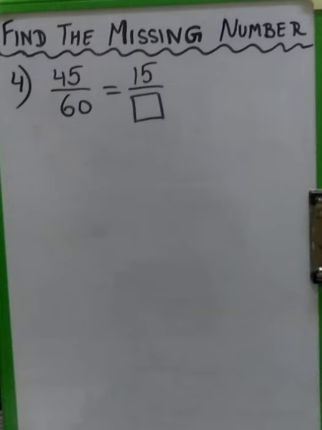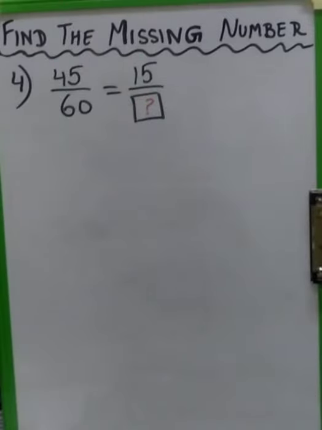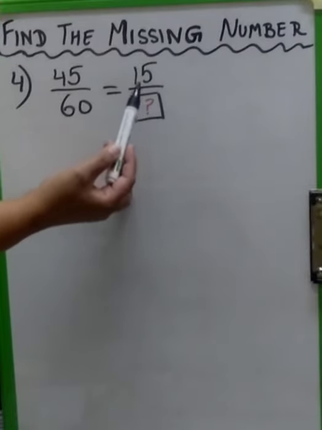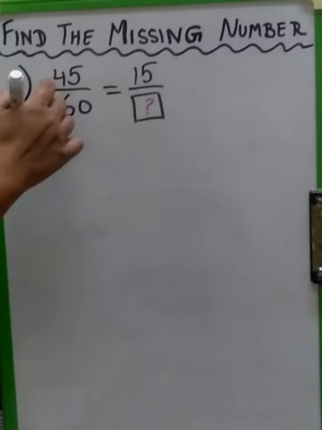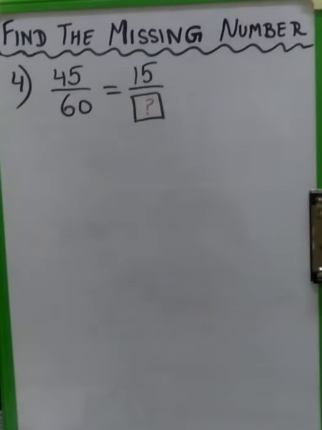Now the next example, example number 4, says 45 upon 60 equals 15 upon blank. So now we need to find out the denominator of the other fraction. But here you can notice one thing. Both numerators are given to us, but the numerator of the fraction whose denominator we need to find out is the smaller one. Means 45. How to get 15 from 45? 15 is smaller than 45.